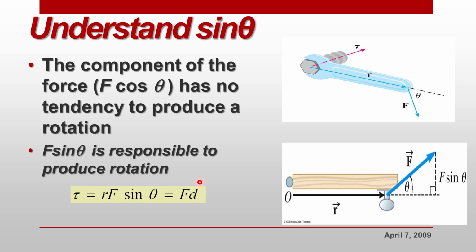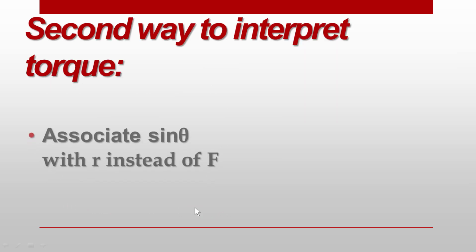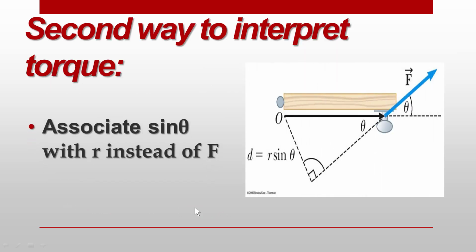We have another approach due to which we write it as tau is equal to Fd. Now what is this d? Basically d is the moment arm, also given the name lever arm. We will discuss what this d basically is. It represents the second approach to interpret torque. That second approach is basically associating sine theta with r instead of F.